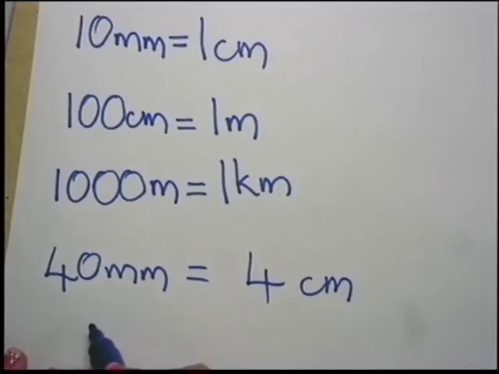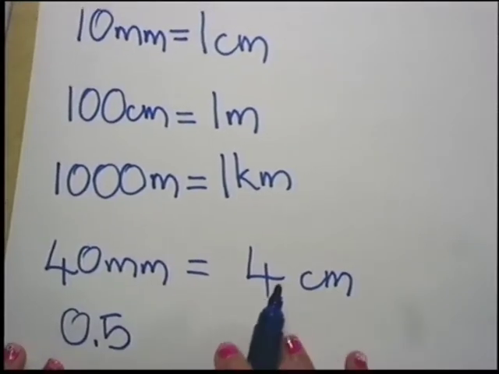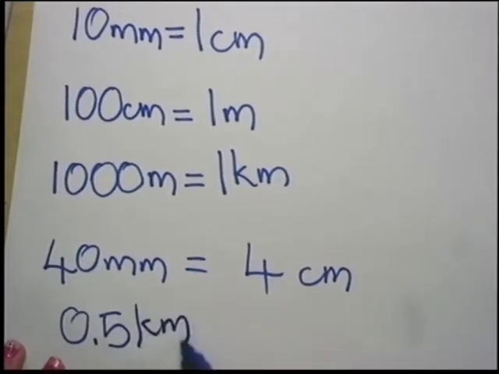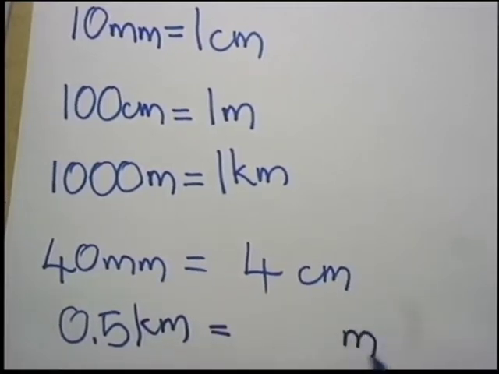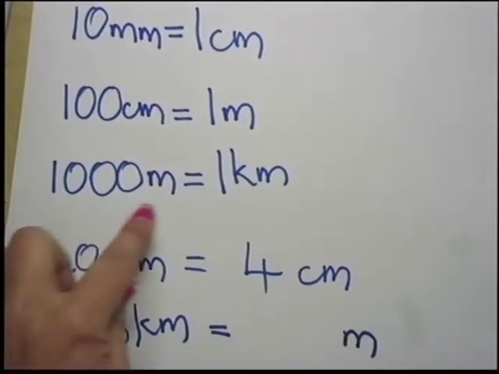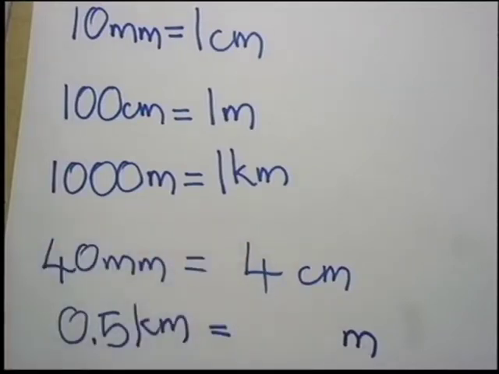If I have 0.5 kilometers and I have to convert it to meters, I know that 1,000 meters gives me 1 kilometer. So here I don't have a whole kilometer, I have half a kilometer, 0.5 kilometers. That means 0.5 kilometers will be 500 meters.